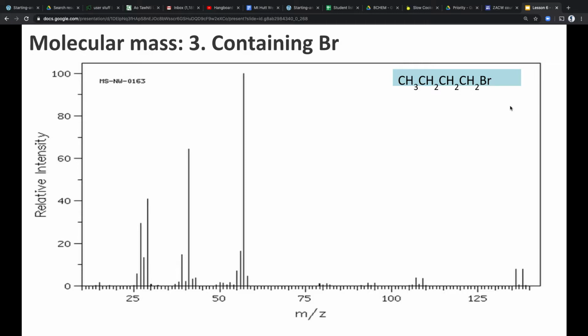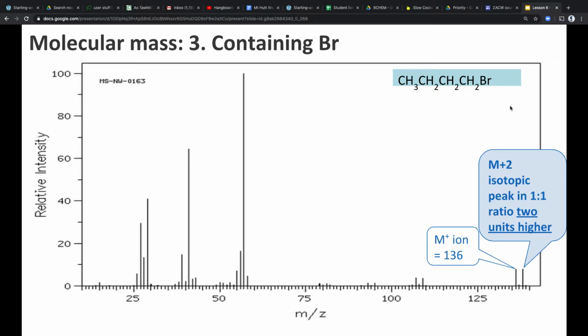And bromine. What's the ratio of bromine isotopes? 79 and 81. What's the ratio? Approximately 1-to-1. Yeah. And look what we see there. Look at the molecular ion peak. That's the one that contains bromine 79, and then we got bromine 81. Same height. That's a nice little picture there. Cool. 2 units higher, 1-to-1 ratio.